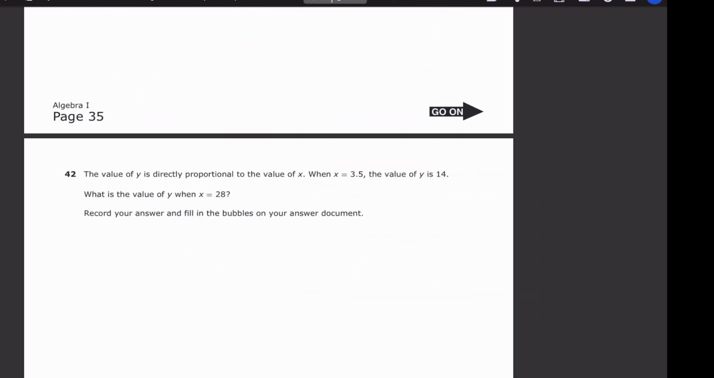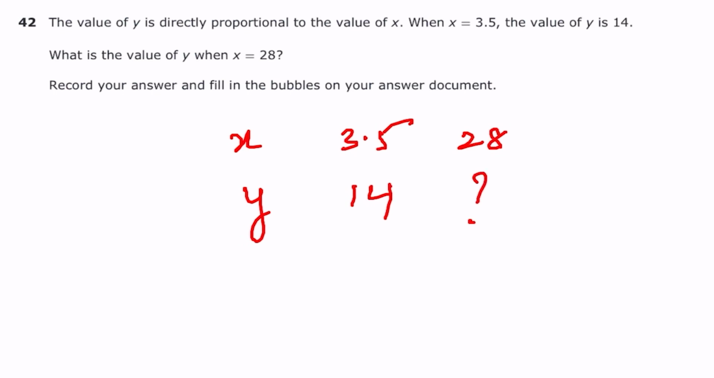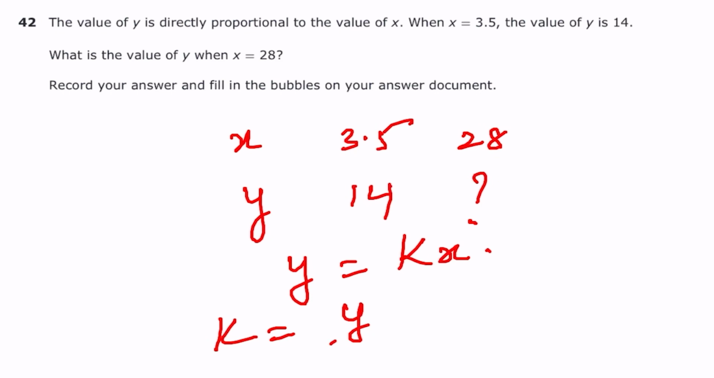Next, going into the 42nd problem. The value of y is directly proportional to the value of x. When x is equal to 3.5, the value of y is 14. What is the value of y when x is equal to 28? Here x and y values are given for us. When x is 3.5, y is 14, and you have to find the value of y when x is equal to 28. When it is directly proportional, y is equal to kx, or you can say that k is equal to y by x.